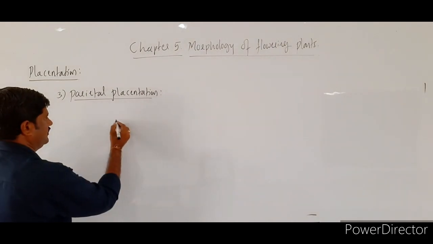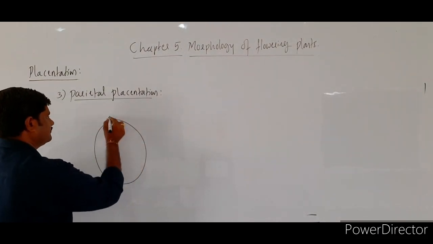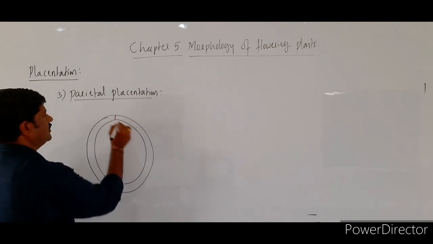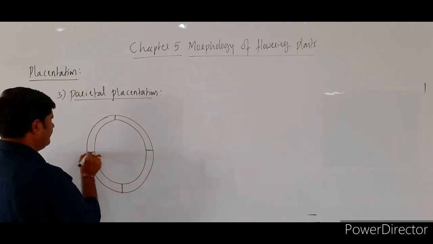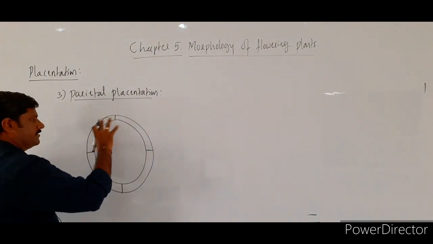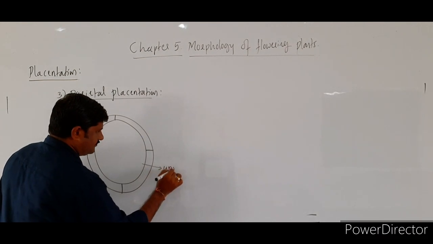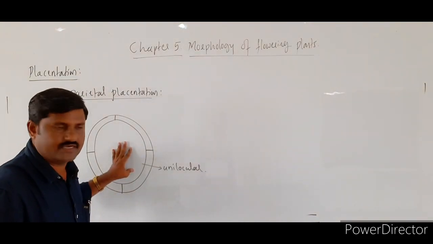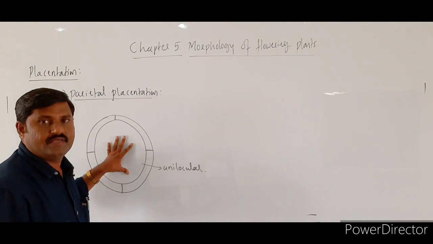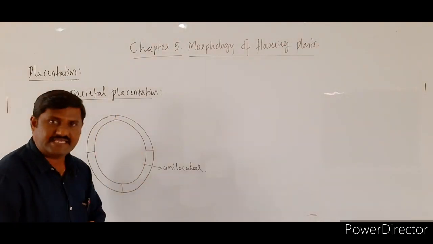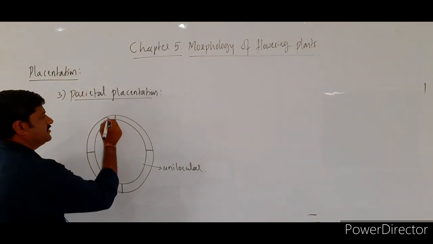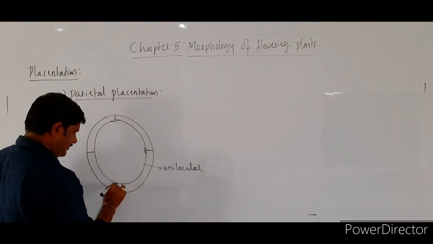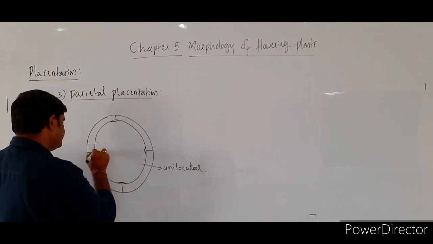I am going to show the same thing over here. This is the ovary. Imagine yourself, on the ovary we'll find some regions. See here, it is unilocular. Unilocular means a single cavity, a single locule is present. In a unilocular ovary, the fusion of what takes place? Carpellary leaves fuse. At some regions it forms the ridge, right?